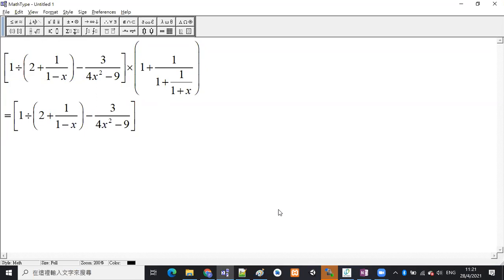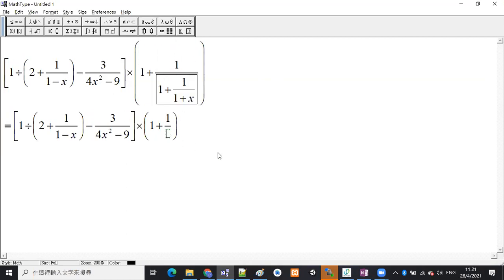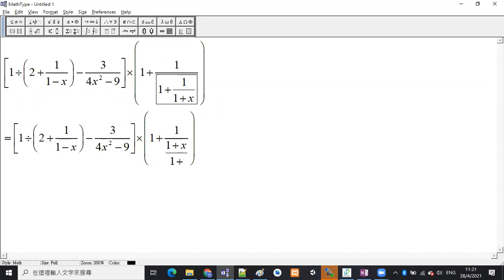So it's 1 plus 1 over... I'm going to handle this, okay? In the following step, I'm going to handle this one in this step. So 1 plus 1 over 1 plus x becomes 1 plus x over 1 plus x plus 1 over 1 plus x. Just find the common denominator, okay?